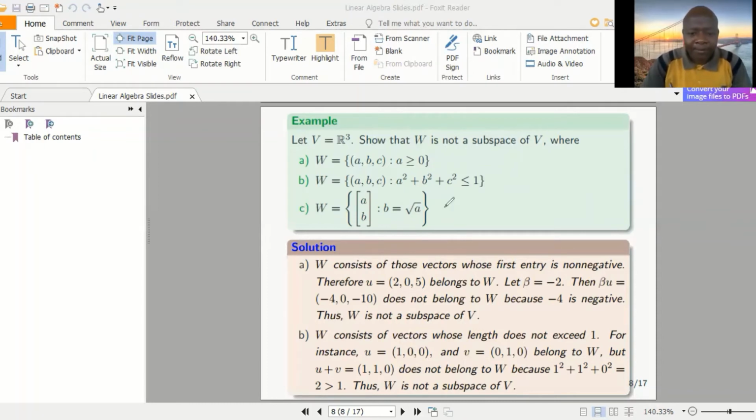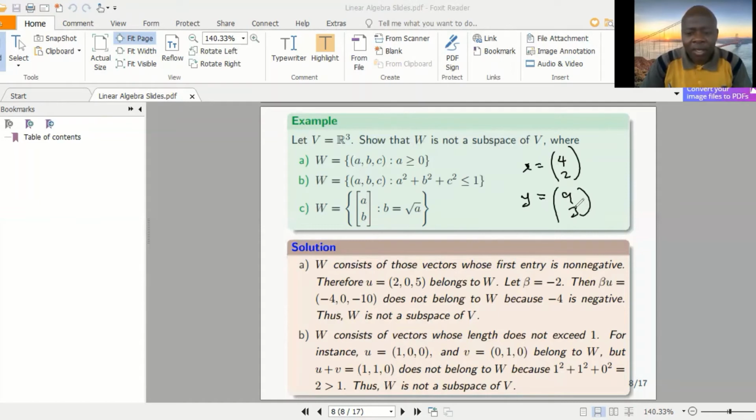Now let's look at part C. What are the vectors in W? So W will have elements like X, which is 4, 2, because we are told that the second element here must be the square root of the first element. You can see the second element here is the square root of the first element. W will also consist of vectors like 9, 3.